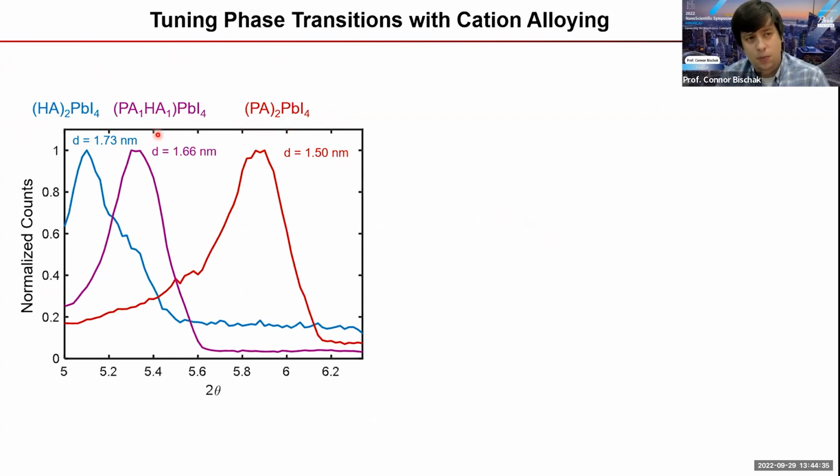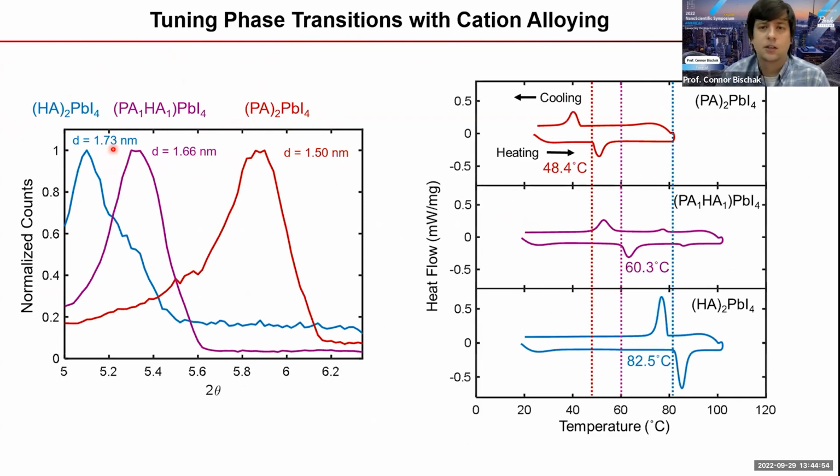And you can see when we combine the two, we get essentially an intermediate lattice spacing. If we saw phase separation, what we would expect is two individual peaks, but it looks like they mix. And then using DSC, or differential scanning calorimetry, we can actually measure these phase transition temperatures. And you can see really nicely that if we combine pentylammonium and hexylammonium, we have an intermediate phase transition temperature of about 63.3 degrees. And so this was exciting to see.